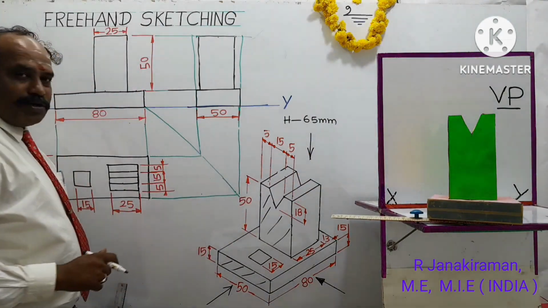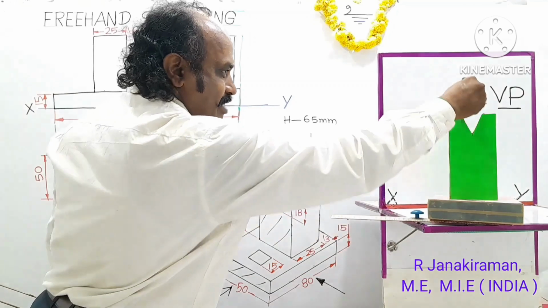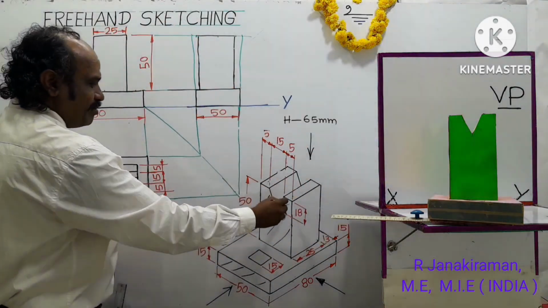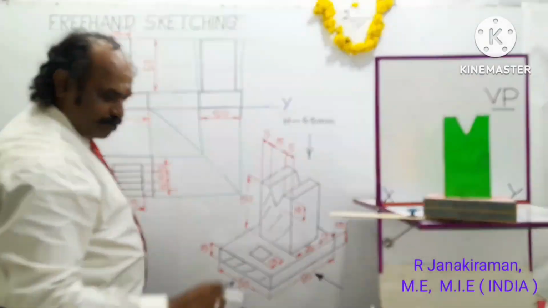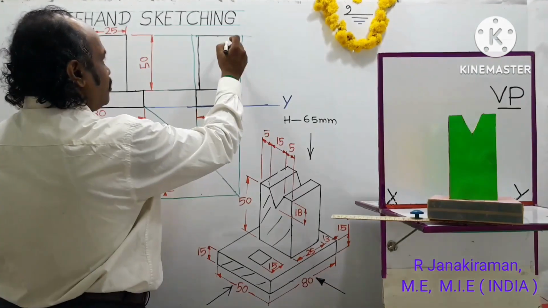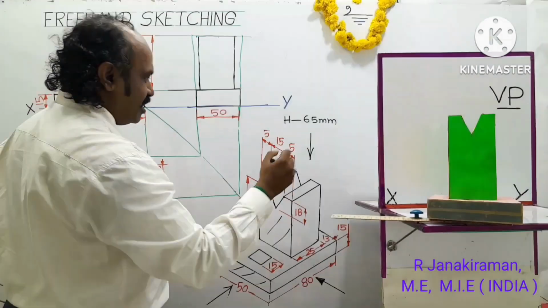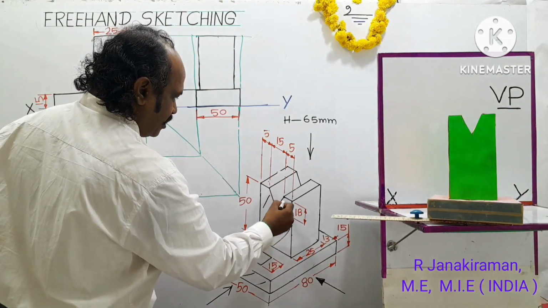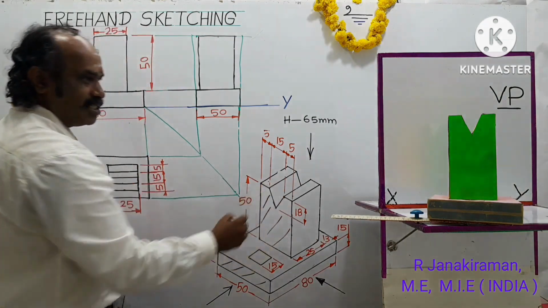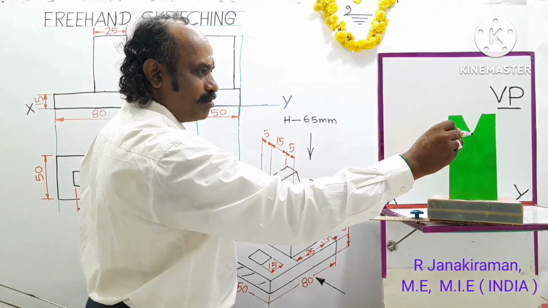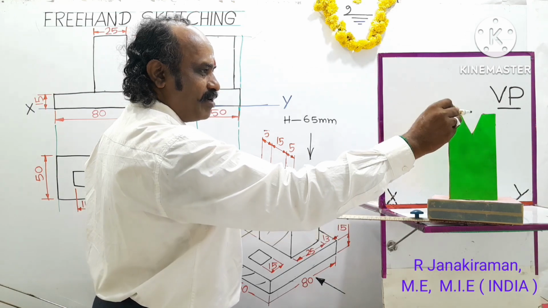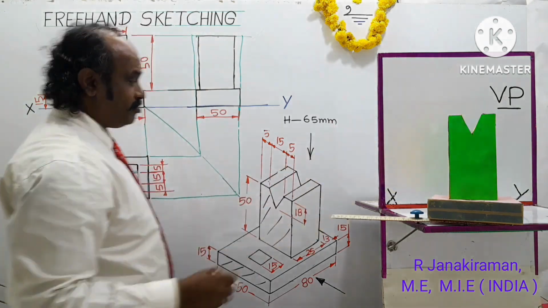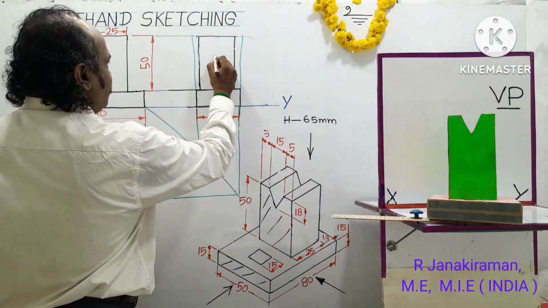So now I am going to locate this V passage. The V passage is there. The depth is 18 mm, taken from the diagram. For 18 mm, you draw one horizontal line. From the top surface, the distance is 18 mm. This is the depth of the V groove passage, the vertical height. From this lower bottom corner to this top surface, the distance is 18 mm.